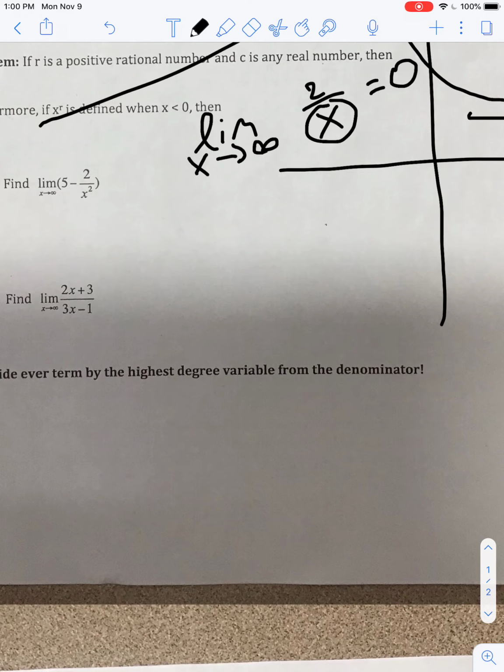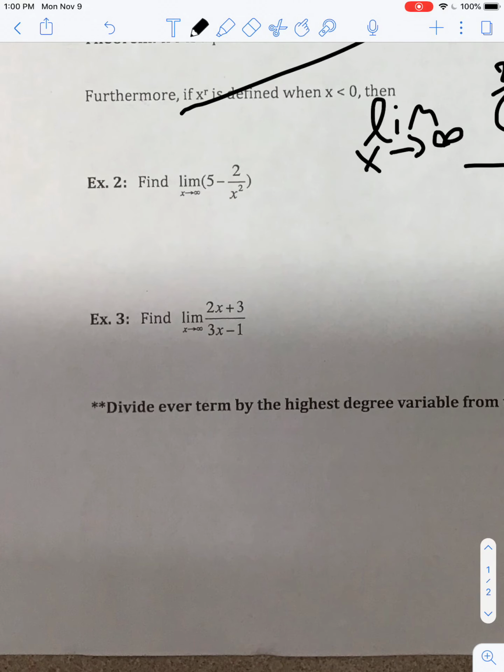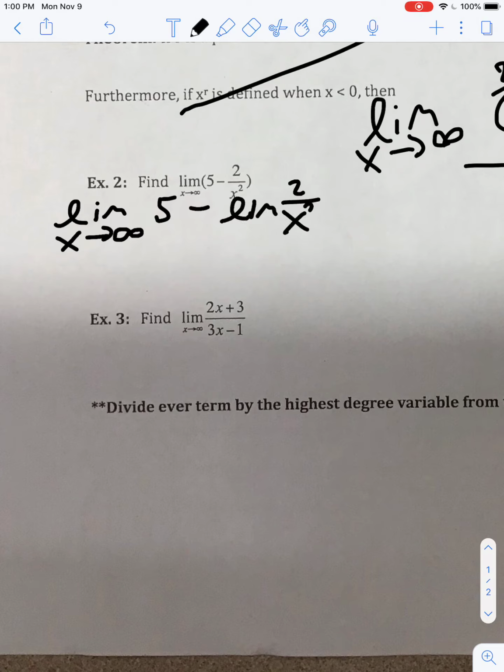So I go to example 1, and it says, find the limit of this function as x goes to infinity. And if you think back to our limit properties, this was a long time ago, but one of the properties said you could split up a limit expression into two separate limits that are being added or subtracted. So I could write this as the limit of 5 as x goes to infinity minus the limit of 2 over x squared as x goes to infinity. So basically I'm splitting this up into two separate limits.